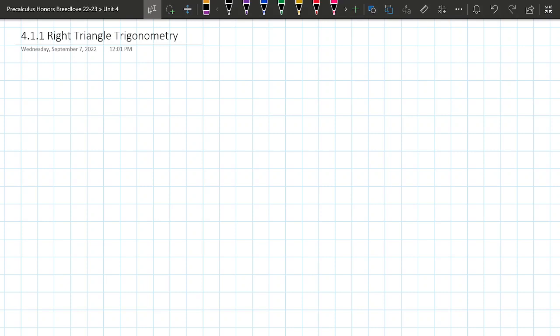So this is right triangle trigonometry, which is the beginning of chapter 4. The first thing is values of trig ratios. So that's where we're starting with. We have values of trig ratios.